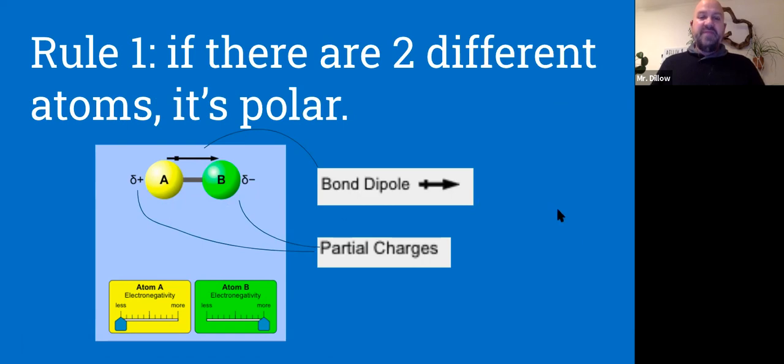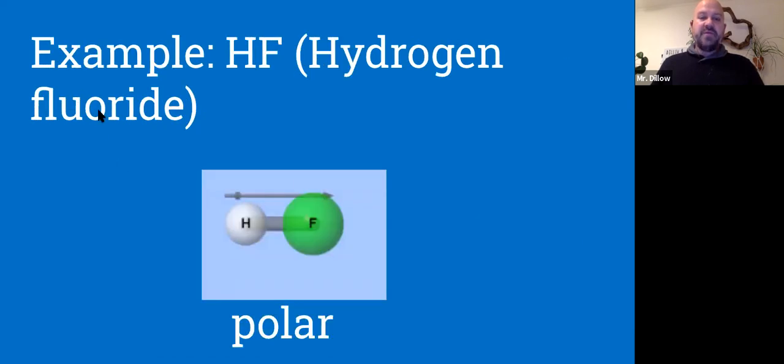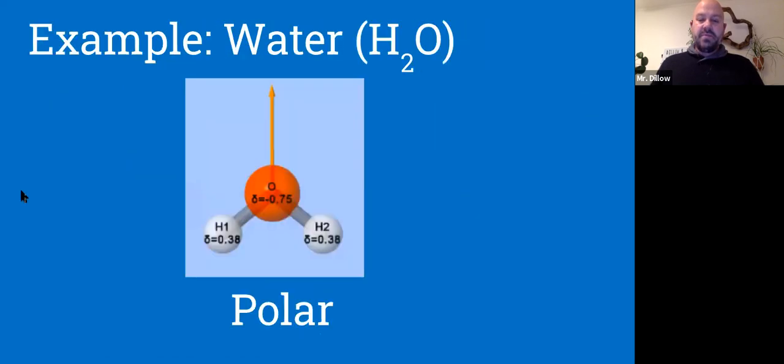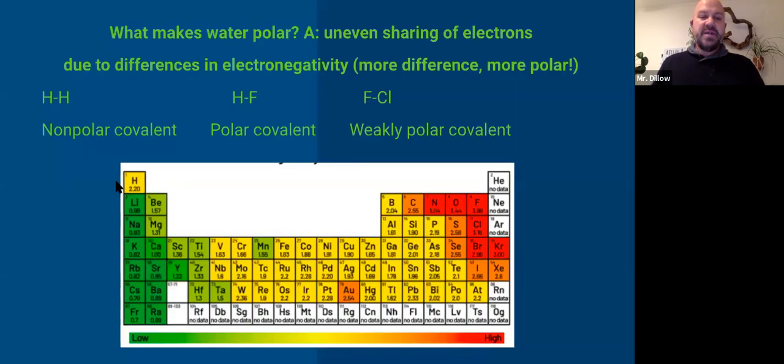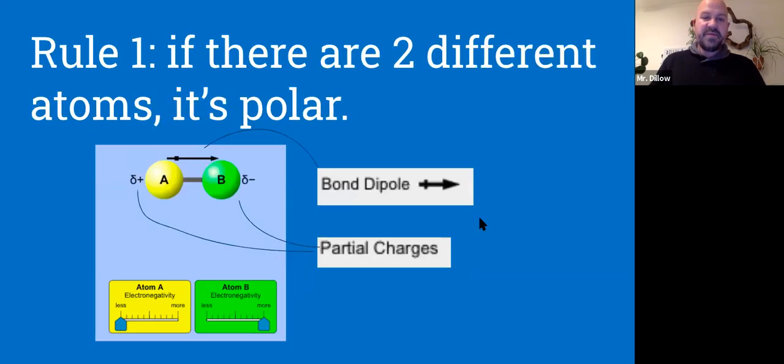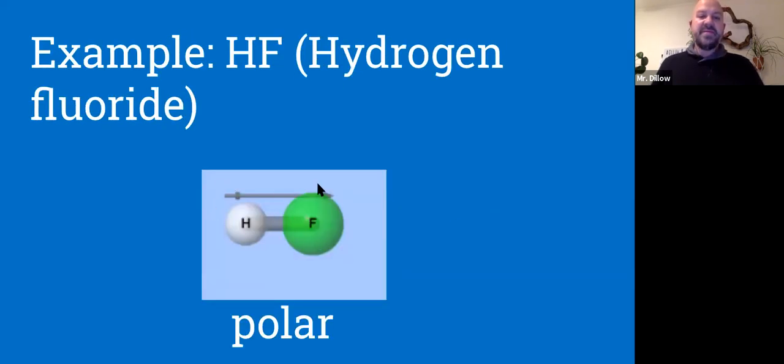An example of that would be hydrogen fluoride. As we saw on this slide back here, hydrogen is 2.2, fluorine 3.98. There's a pretty big difference in electronegativity there. So this is a big electronegative difference. Fluorine is very electronegative. So this is a polar bond.